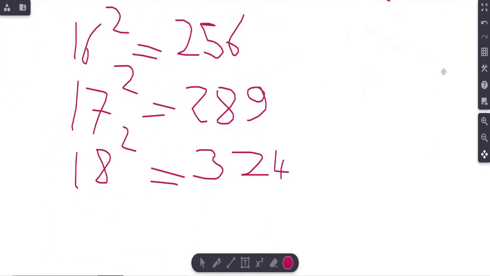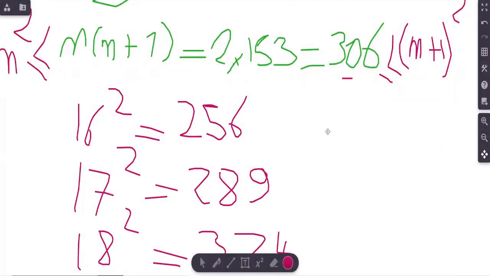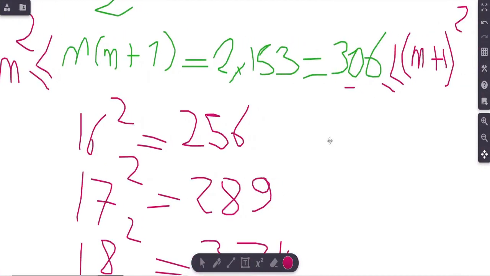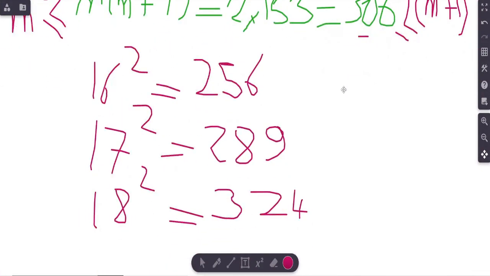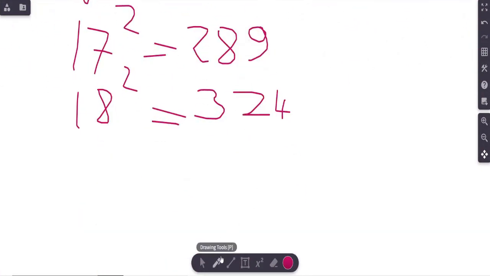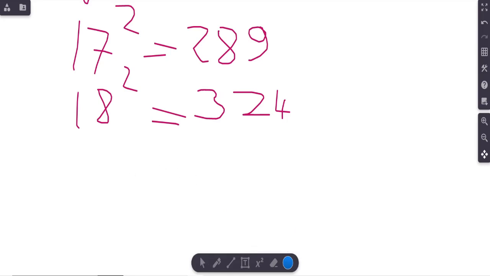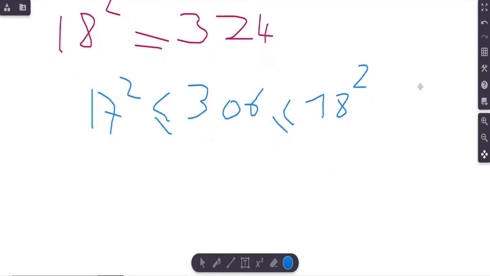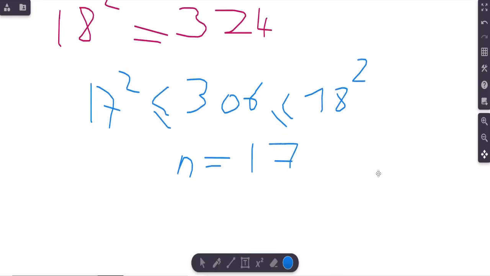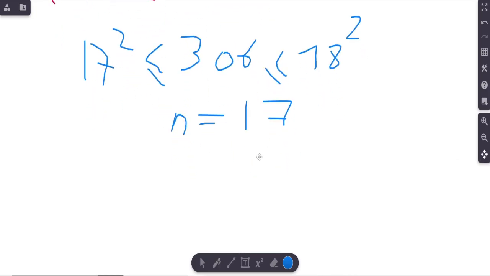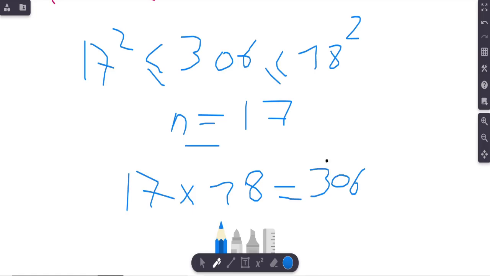Okay, so now we have our whole number. So we can rewrite, okay, so now we have n equals, so let's check if 306 equals n plus 1. Okay, so n is our answer.